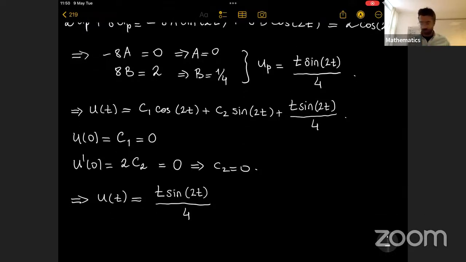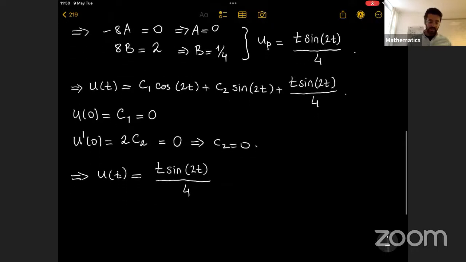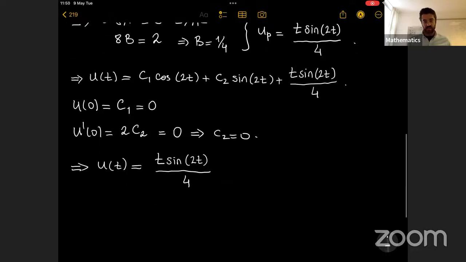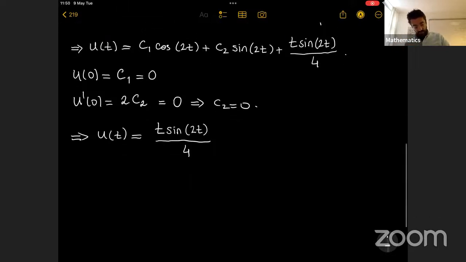So this is the solution. Well, this causes a resonance. You can see this easily from the formula, because as t goes to infinity, this will approach plus or minus infinity, because sine is either positive or negative. So the graph will look like the following.